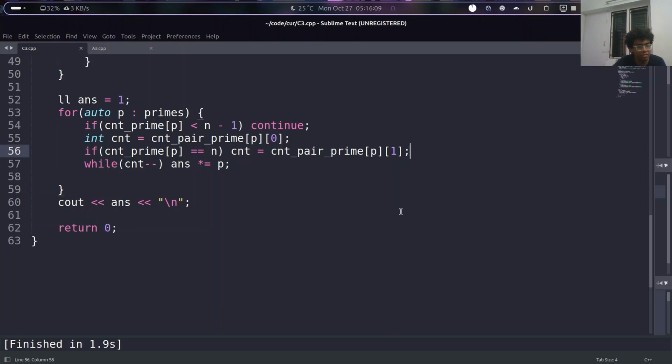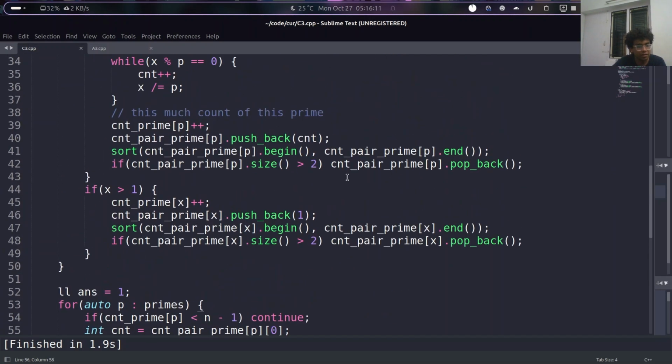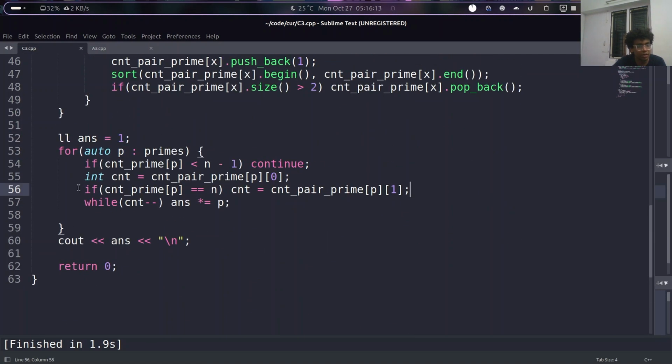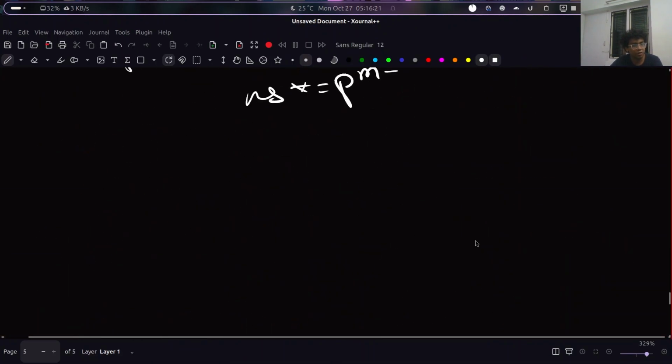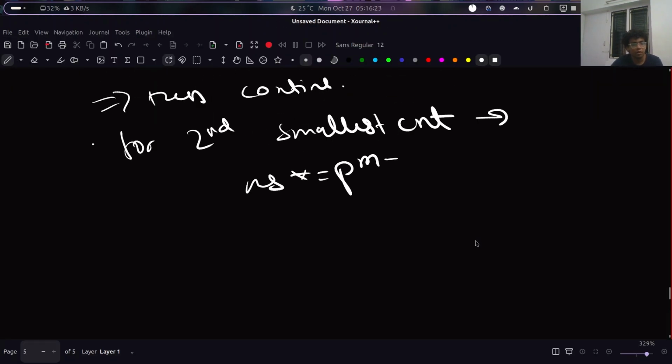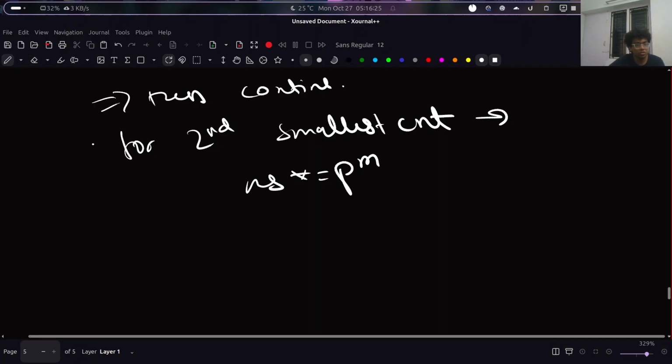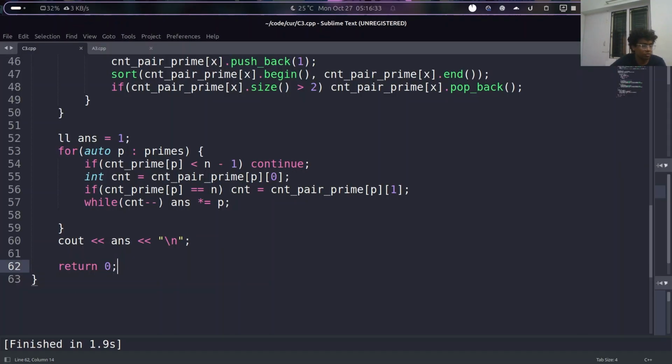For each prime, we just need to check how many times it appeared. If it appeared enough times, we need to find the second smallest appearance count, right? Then finally, we can multiply it out and print the answer. So that's about it for this question. We already did the time complexity analysis.